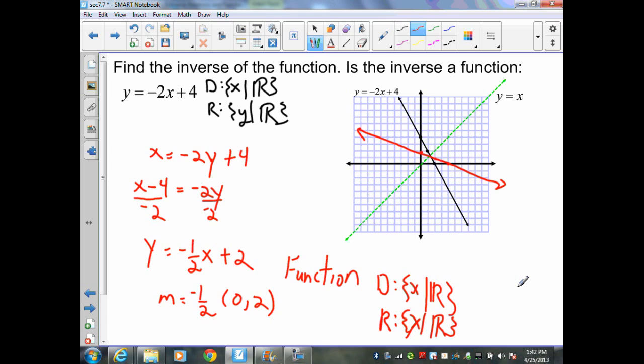Also, this may not look like a reflection over the identity function, but I can check with ordered pairs. Here, I have 2, 0, 0, 2. That is a reflection over my identity function. Here I have 1, 2, and I also have 2, 1. That is a reflection over my identity function. So you can see the relation and its inverse reflect over my identity function.